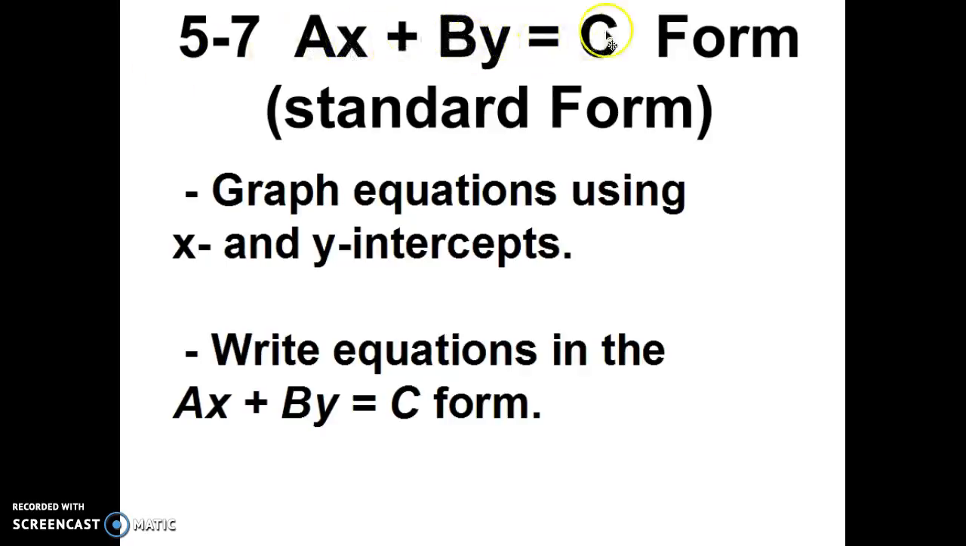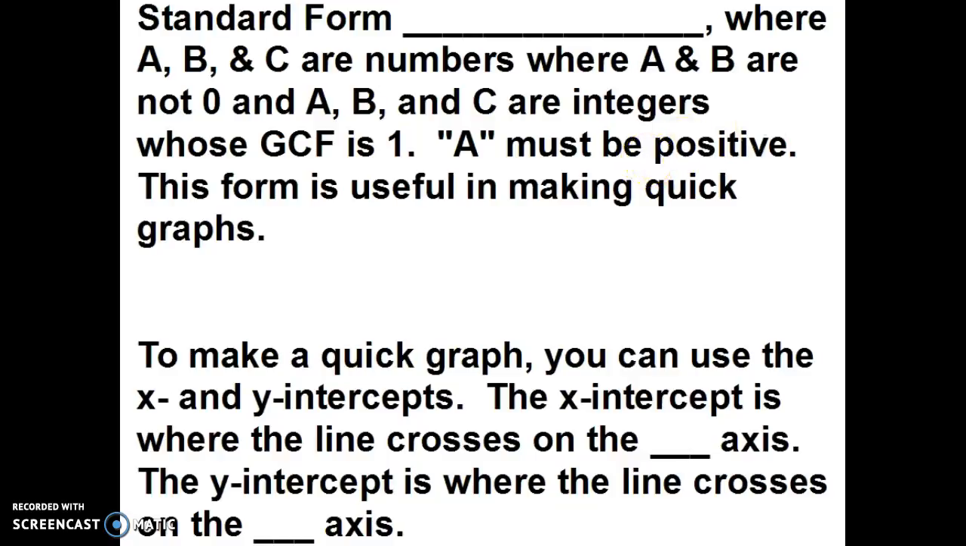All right, ax plus by equals c. Graph equations using x and y intercepts. So we write equations in this form of ax plus by equals c. I'm gonna try to be enthusiastic for this video. I'm really tired. All right, let's go.